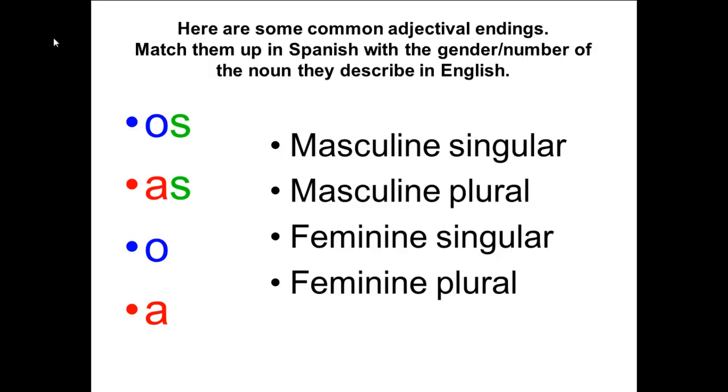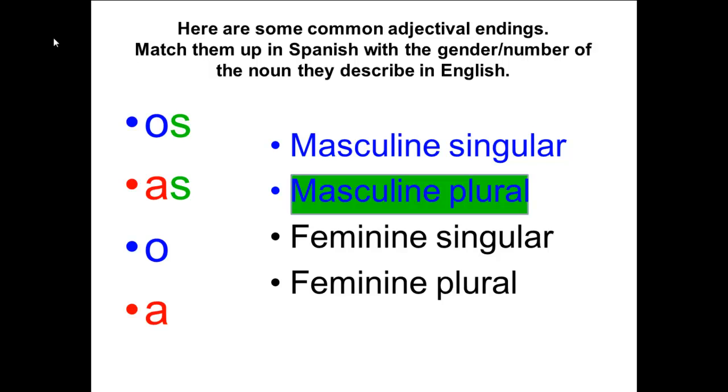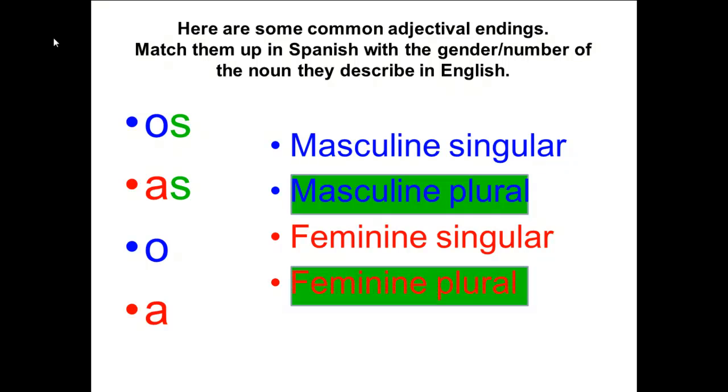Here are some common adjectival endings. Just have a little look at them and then match them up in Spanish with the gender, that's masculine or feminine, and the number, singular and plural, of the noun that they describe in English. Here we see masculine singular, o. Masculine plural is blue with green, os. Feminine singular is red, a. And feminine plural is as, as. So if you imagine the colour white that we saw before, blanco, blanca, blancos, blancas.